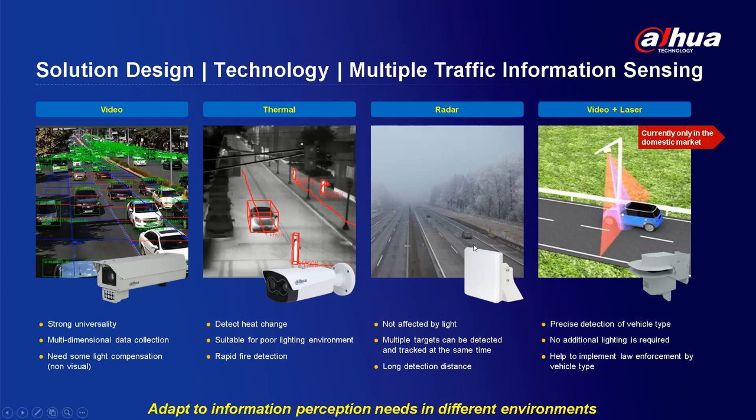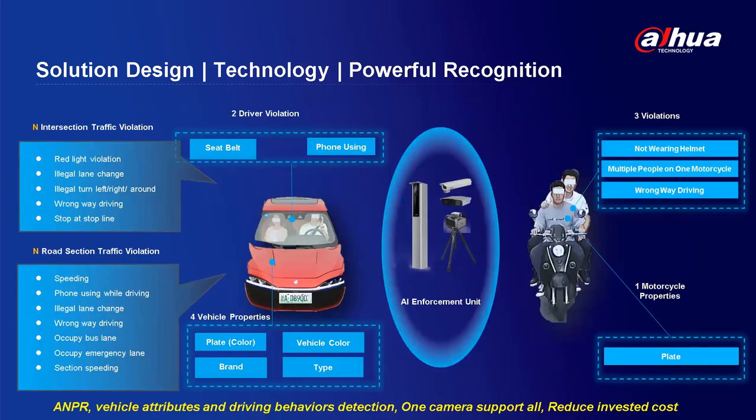So we can link our radars with cameras, of course. Then we have video and laser, where we use laser to do precision detection of the vehicles. We don't need additional lighting because the laser itself can work standalone. Then it helps us to implement law enforcement by the vehicle type. Although currently video and laser is available at our HQ, we're looking towards maybe applying it in future in our market.